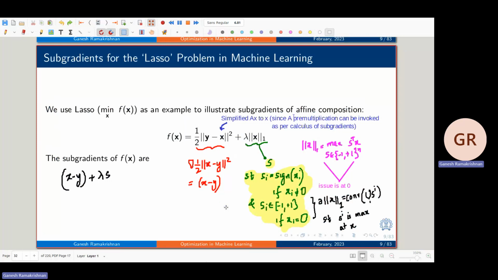And the second term is what we saw earlier, right? Where you look at xi being at 0, and that's why we look at the convex hull. The one norm of x is basically the convex hull of all those si, such that si is max at x, right? That's what we did here. So you see, now the calculus can be used to compute many subdifferentials.